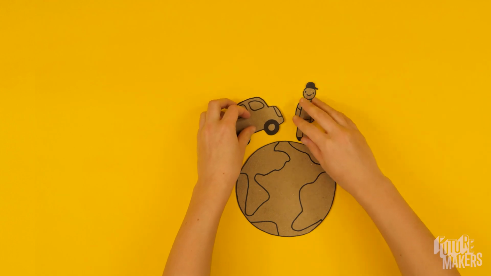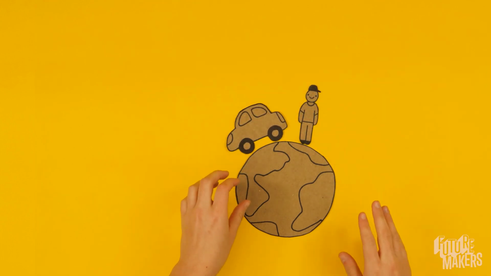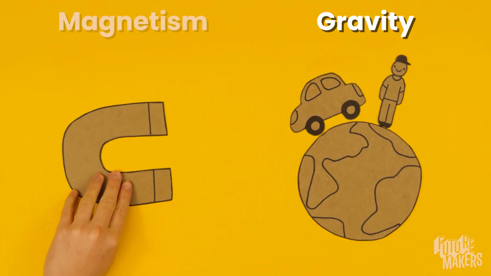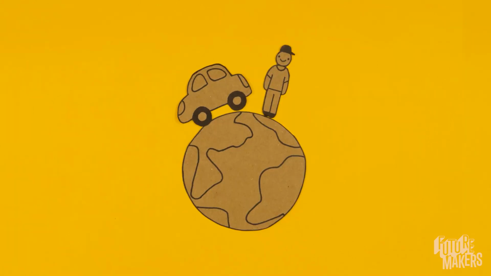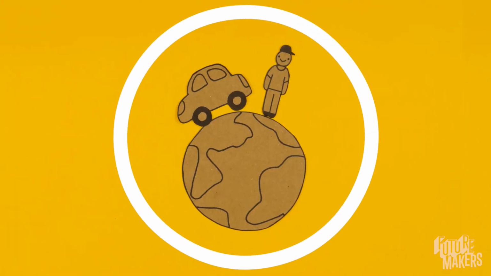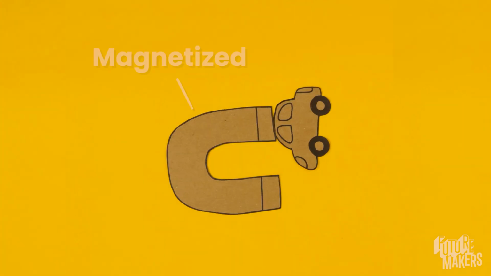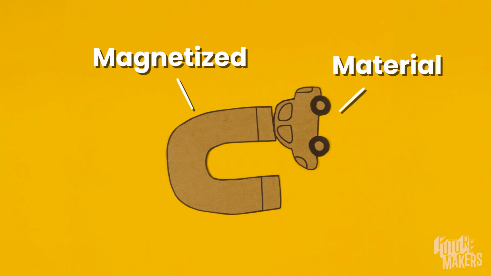After making gravity mazes, learners should be able to identify the difference between gravity and magnetism. Gravity is an attractive force between all objects with mass. Magnetism is an attractive force between something magnetized and materials attracted to magnets.